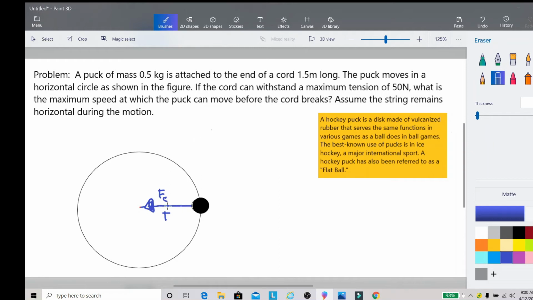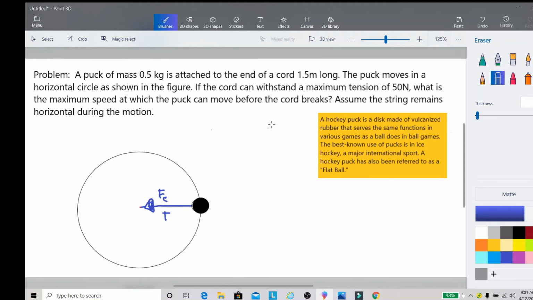There is this string represented by this blue line here, and this is the puck. What is the puck? A puck is a disc made of vulcanized rubber that serves the same function in various games, like the hockey puck. So it's just like a flat ball. And what does it mean that the puck moves in a horizontal circle? Our motion is horizontal circular motion, so we can apply uniform circular motion in this case.